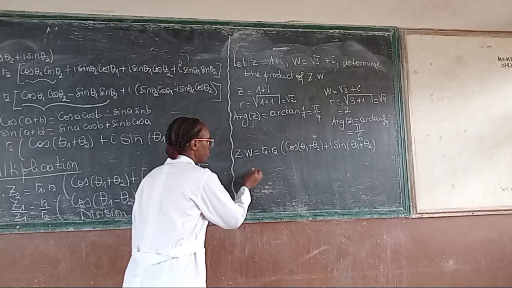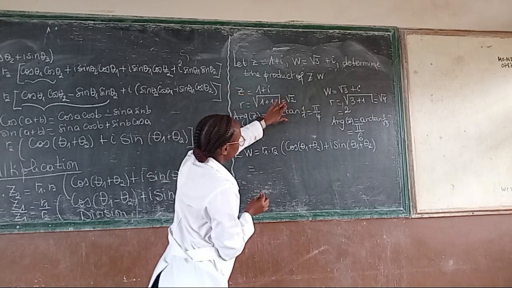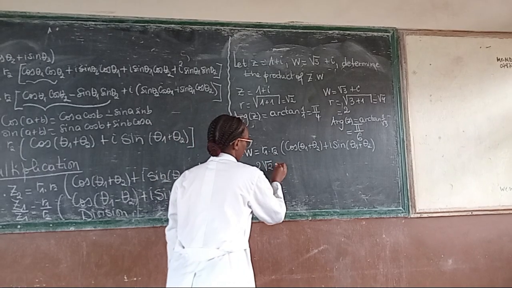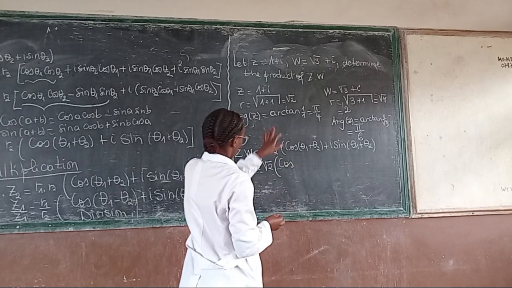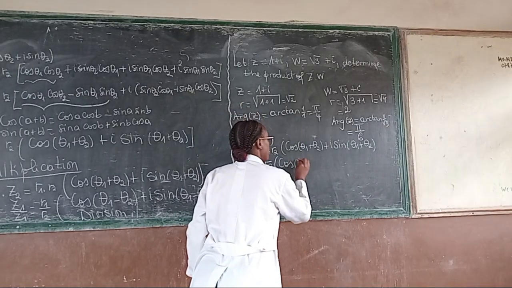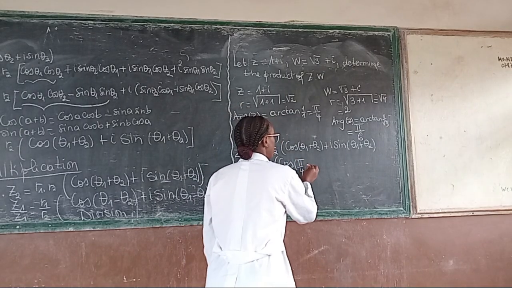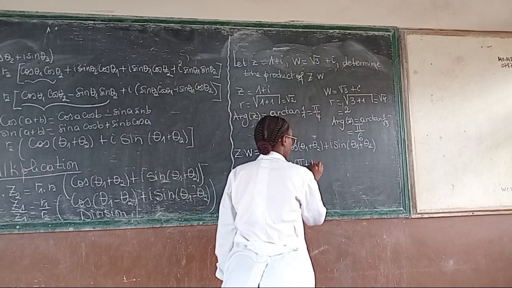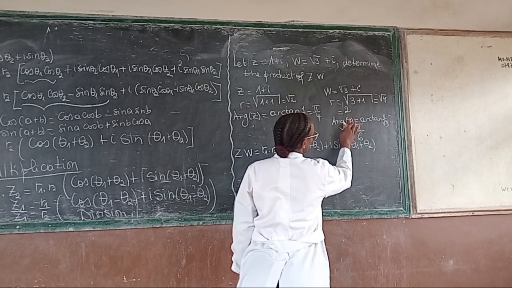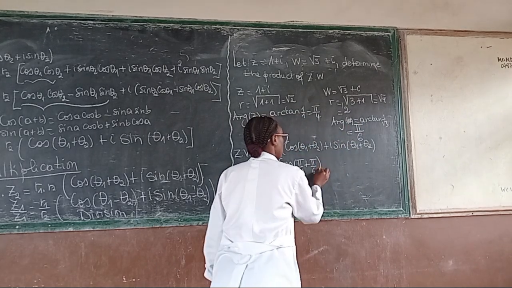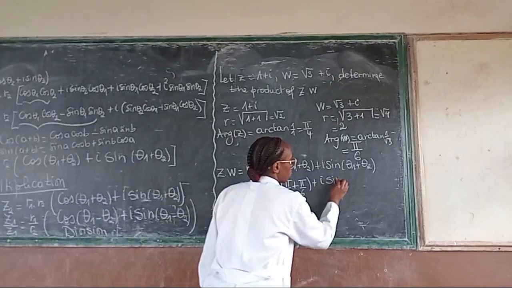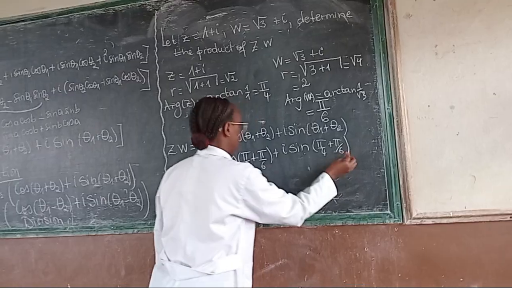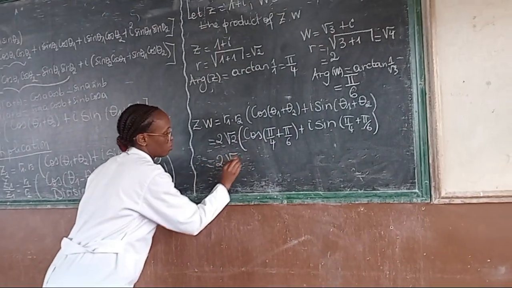So what will we have here? Modulus 1 is square root of 2, modulus 2 is 2. We have 2 square root of 2 times (cosine of (pi over 4 plus pi over 6) plus I sine of (pi over 4 plus pi over 6)). We have 2 square root of 2.